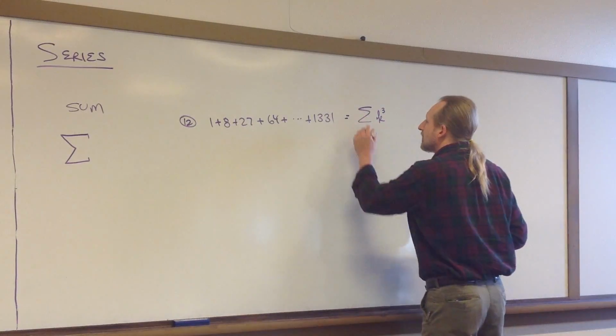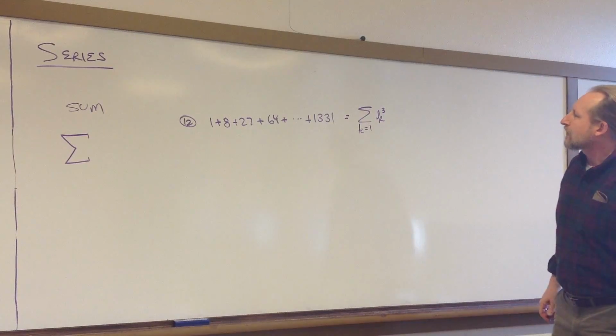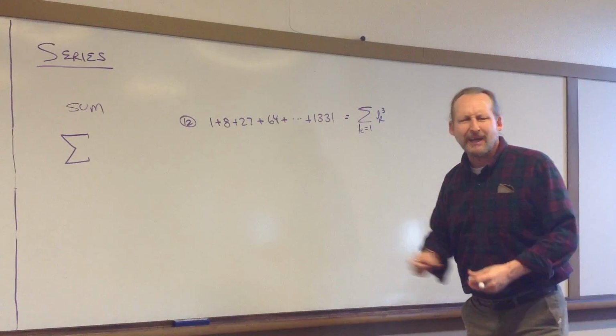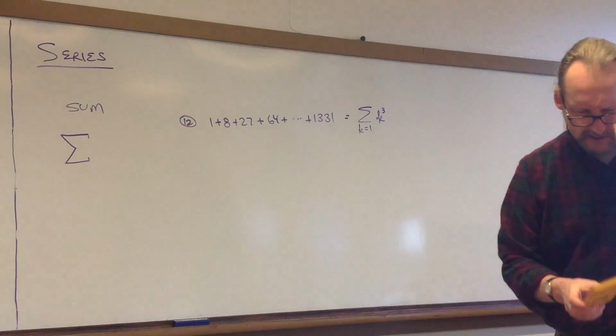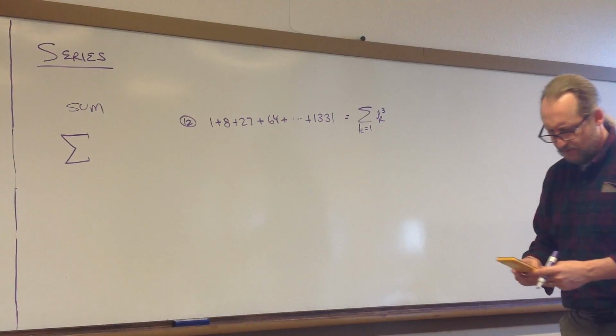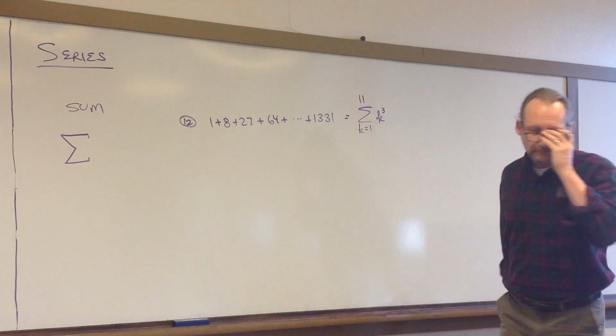So let's see, I'll start the k at 1. And then the question is, how high up does this go? I think that's 11 to the third. Let's see here, 11 to the third power, 1331. Yeah, so this goes up to 11.